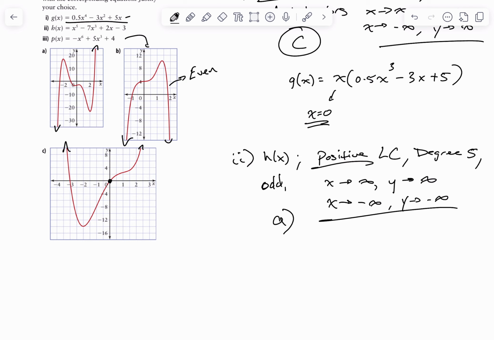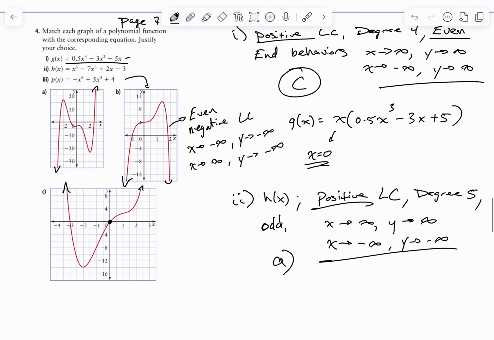It's pointing down, so negative leading coefficient, and the behaviors are as x goes to negative infinity, y is going to negative infinity, and as x goes to positive infinity, y is going to negative infinity. Okay, so same kind of thing. All right, so that's that for that question.